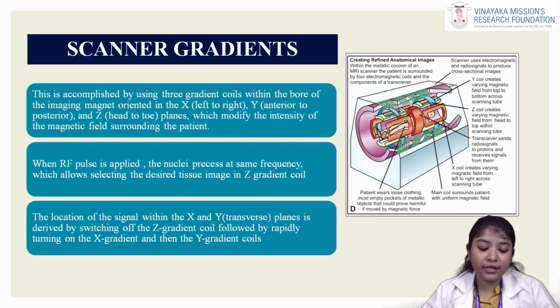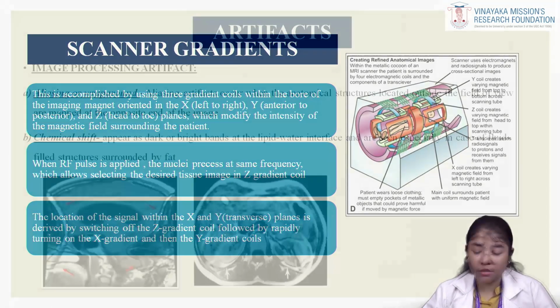When an RF pulse is applied, it allows selecting the desired tissue images in the Z gradient coil. The location of the signal within the X and Y plane is later identified by switching off the Z gradient, followed by rapidly switching off the X gradient, followed by the Y gradient.